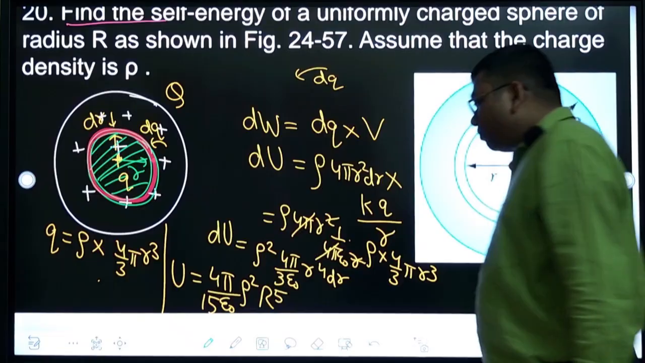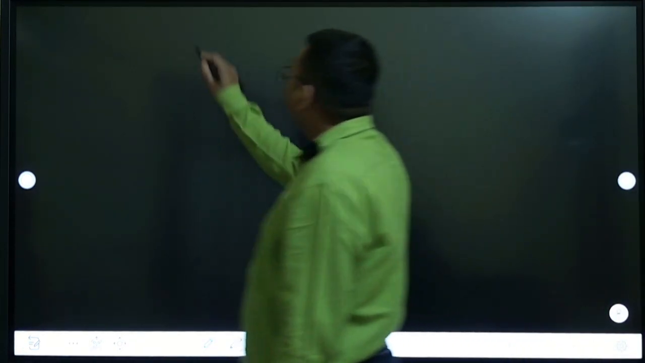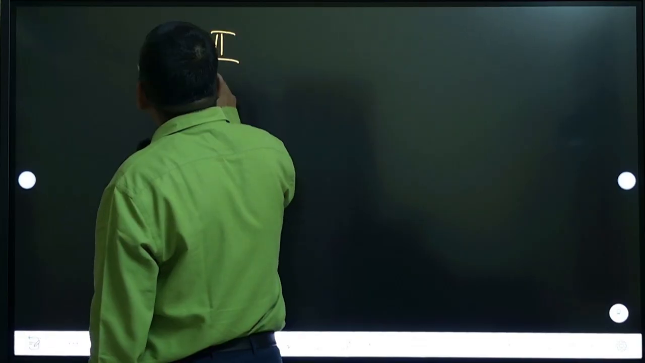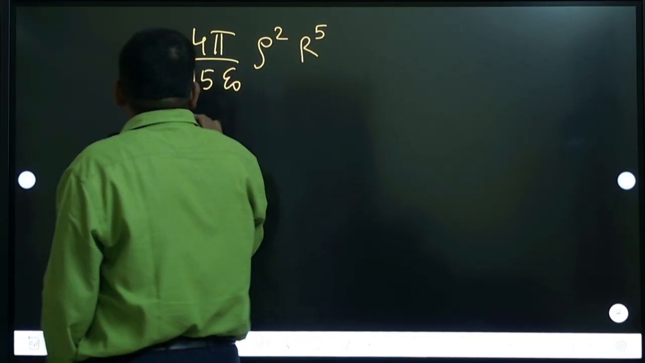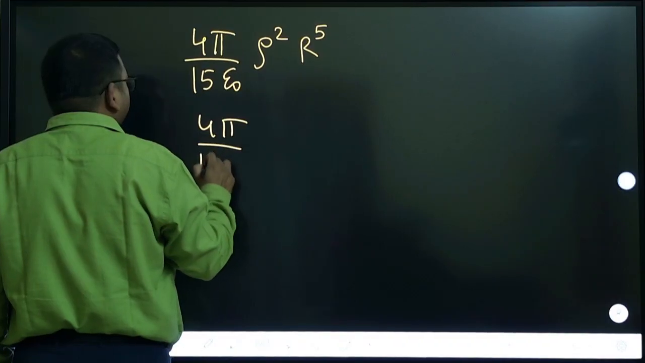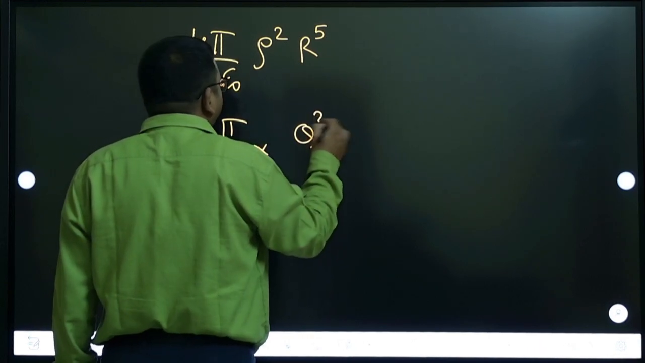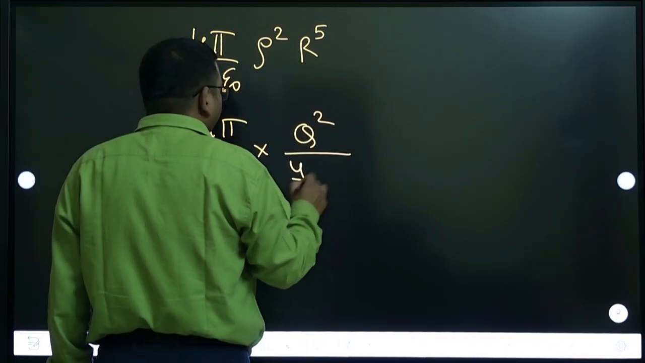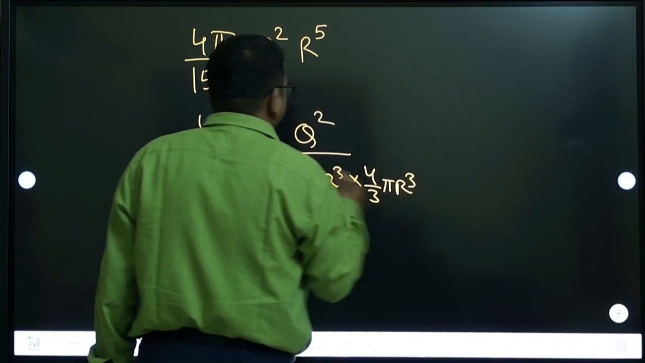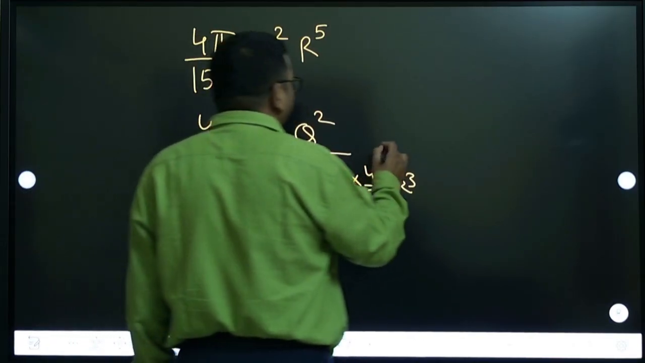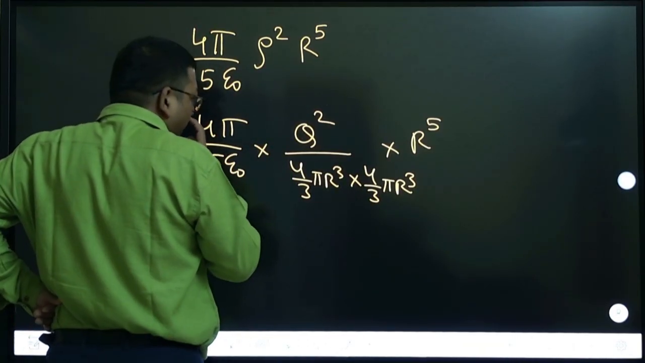You want to bring it in terms of Q, let us do that. So 4 pi by 15 epsilon naught rho square r5. Rho is what? Charge Q by volume. So Q square by volume square. Volume is what? 4 by 3 pi r cube. Again repeat 4 by 3 pi r cube, because it is square of that. Then r power 5. Now tell me what it is.